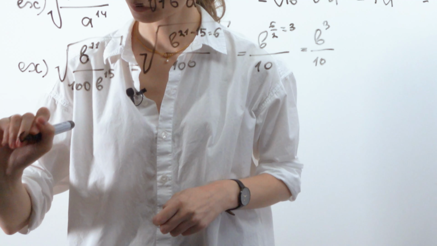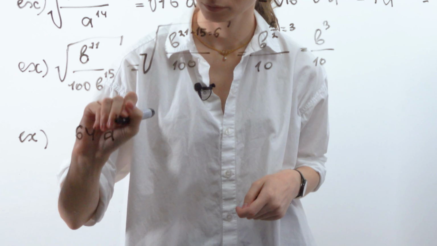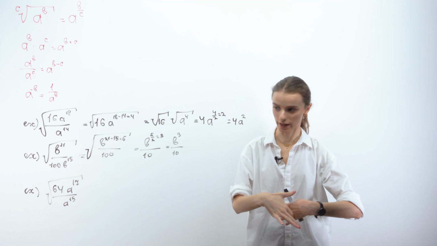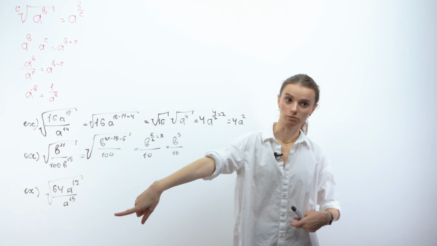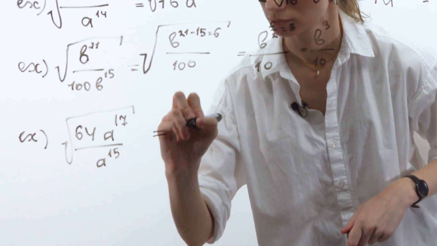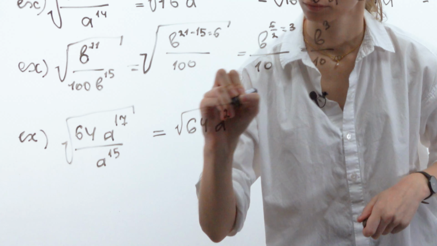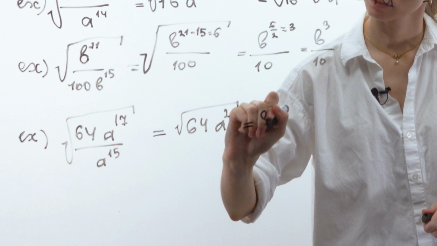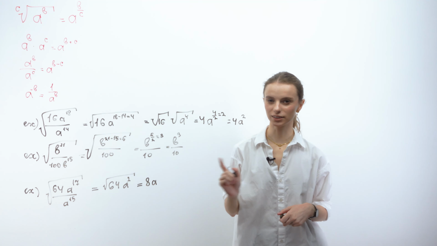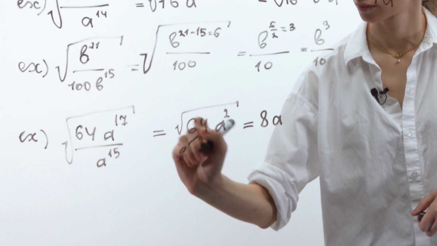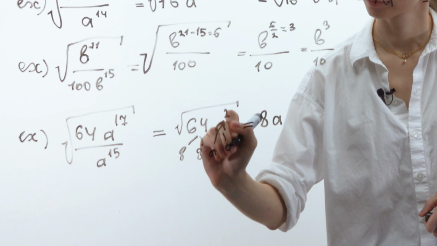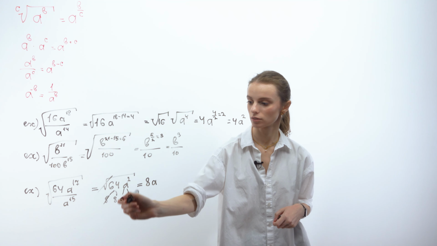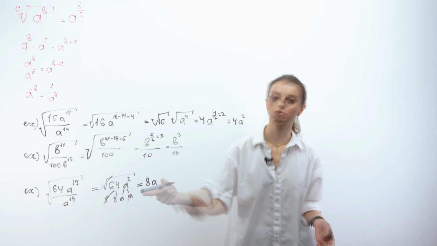Let's keep going. Here I have square root of 64, a to the 17th power over a to the 15th power. Let's deal with whatever's inside of the radical. Let's do 17 minus 15. That will be 2. So you have square root of 64a squared. What is square root of 64? That is 8. What is square root of a squared? That is just a. Do you see? I'll just show you really quick. If you want to get rid of the radical, you just remove this and one of each. Whatever is left is your answer, 8a.